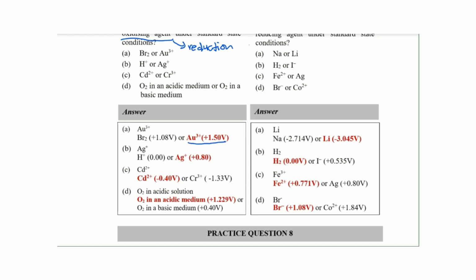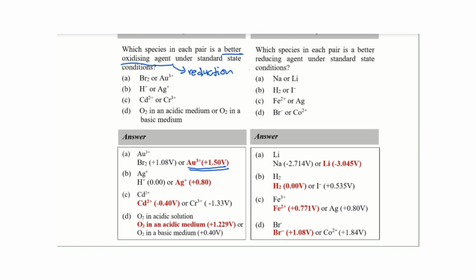So why do we take the more positive one? Why do we choose the substance that has the more positive value? Because the substance with the more positive value indicates a higher ability to accept electrons. Okay, so when the substance has a higher ability to accept electrons, that means the substance undergoes reduction. So when our substance undergoes reduction, that means it is the better oxidizing agent.